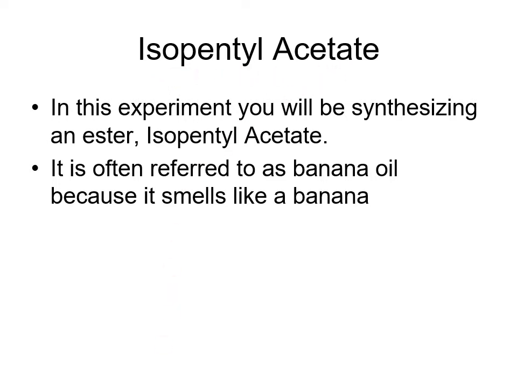Isopentyl acetate is an ester, and it has this form, right? We have 1, 2, 3, 4, 5. We have our oxygen here, and then we have our carboxyl group here. And this is often referred to as banana oil, simply because this ester has a fragrance, and it is actually the smell of banana, right?